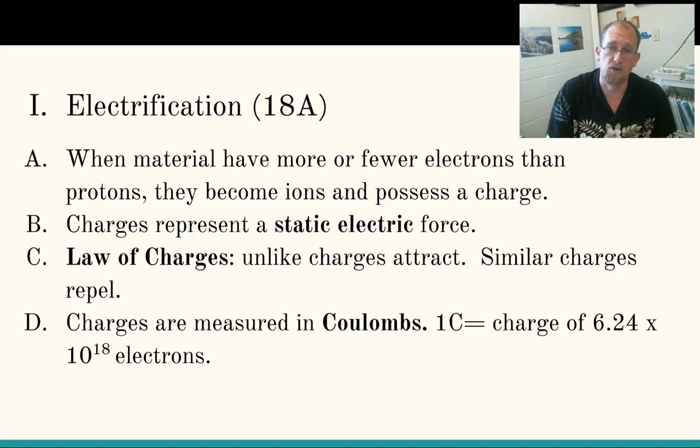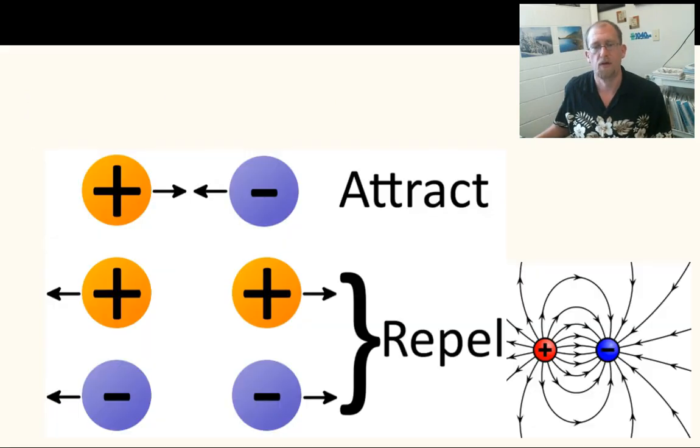We measure electrical charge in a unit called a coulomb. A coulomb is the charge that is produced by 6.24 times 10 to the 18th electrons. It's actually a very small amount of electrical charge, but it takes a whole lot of electrons to make that much charge. So a coulomb, 6.24 times 10 to the 18th electrons. I'll always give that number to you if you need to know it, but that will show up in some math later on in chapter 19. Okay, so again, law of charges: opposites attract, like charges repel.